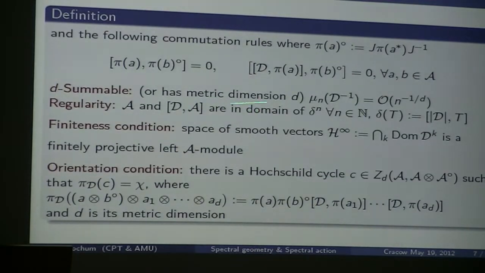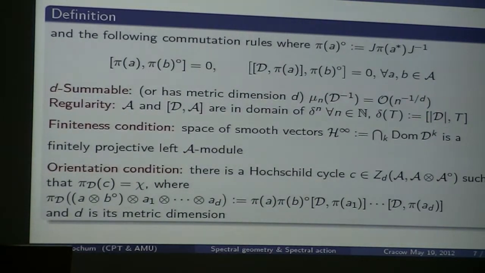So this means you have in your mind the notion of dimension. And then you have to assume also something which is due to the smoothness, because when you have no points, how do you define a smooth function on your set? So you have to assume that the algebra and the commutator with D are in the domain of D and this power of delta. What is delta? It is just the commutator, or the absolute value of D. So it's the first appearance of the absolute value of D.